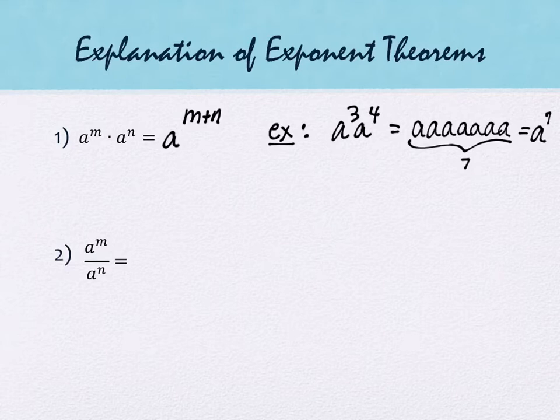It's addition. The second one was supposed to be subtraction, m minus n. So the example that we're going to do is a to the 5 over a to the 2, sorry.